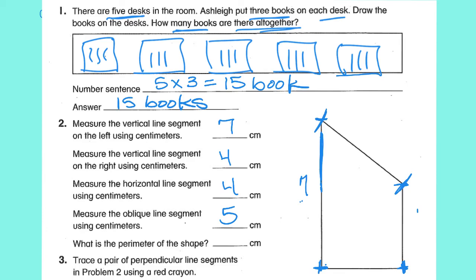Now we need to figure out what the perimeter of the shape is. Remember, the perimeter is adding all the sides up together to get the measure of the whole shape, the perimeter. So we had 7 here, 4 down here, and 5 up here. So we just add 7 plus 5 plus 4 plus 4, which equals 20 centimeters.